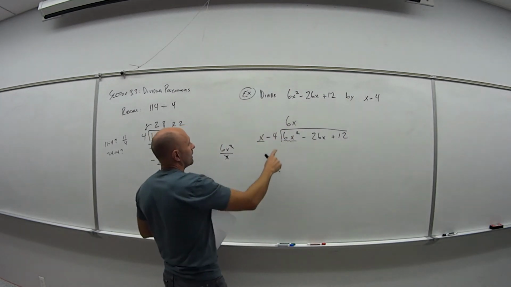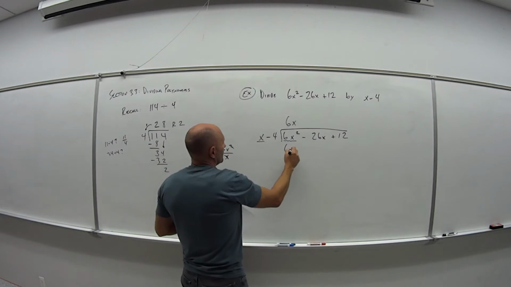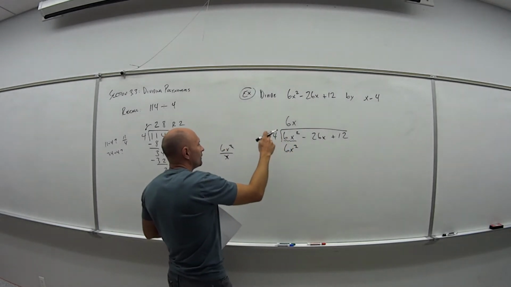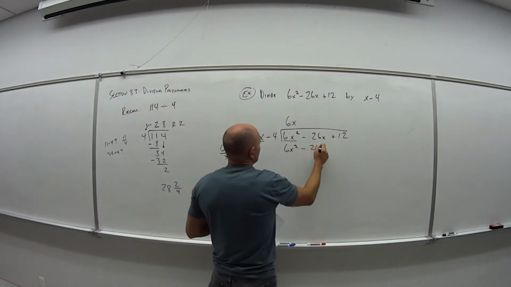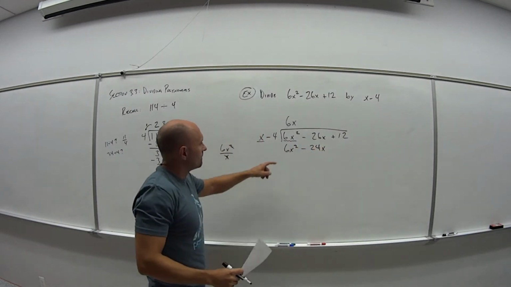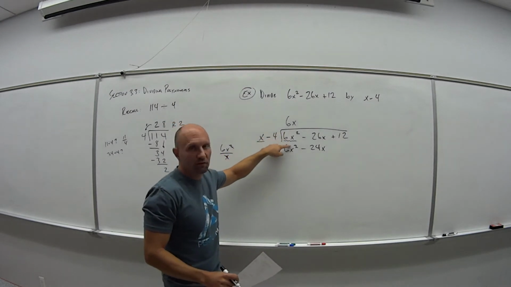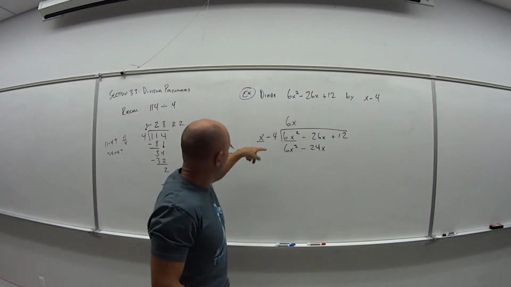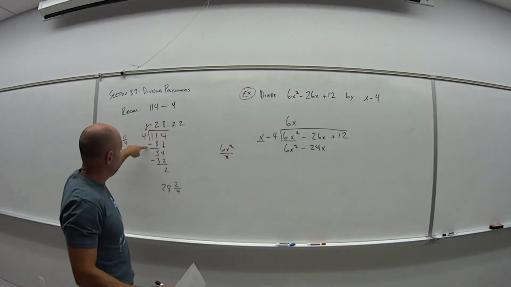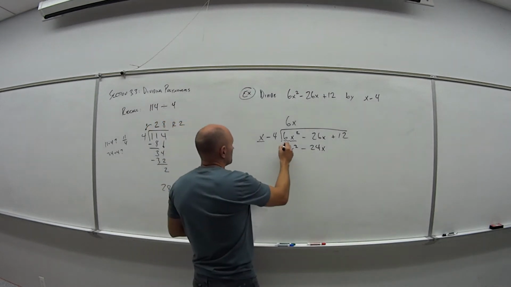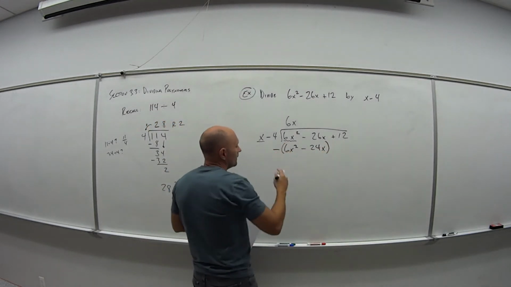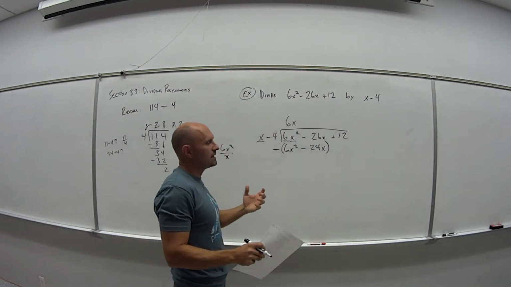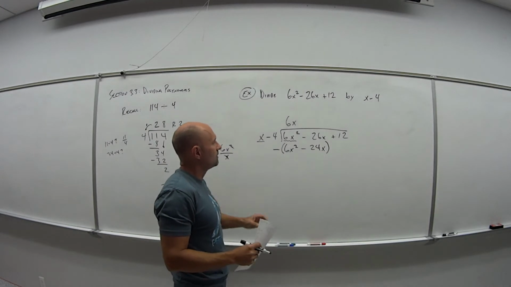Now I multiply around. So 6x times x, 6x squared. And 6x times negative 4 is minus 24x. These two values should always be the same. They should always line up in our long division of polynomials. When I multiplied around, then what did I do? I subtracted what I just multiplied. So I'm going to put parentheses here, and I keep stressing to you guys, use these parentheses, especially here to keep track of these minus signs. Make sure you do that.